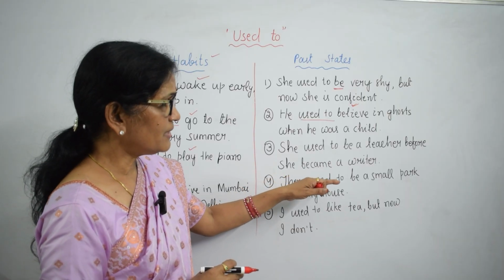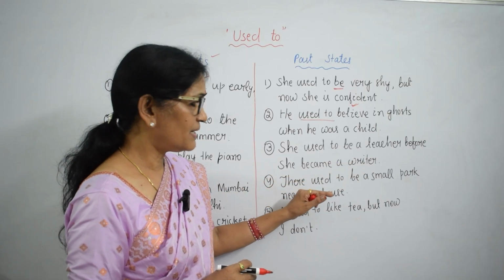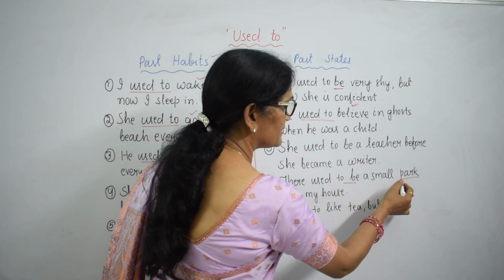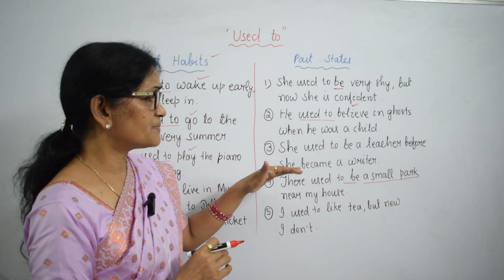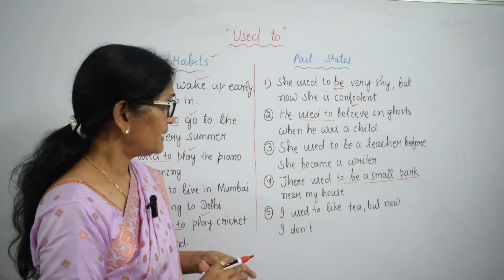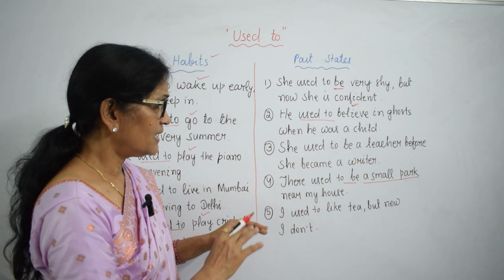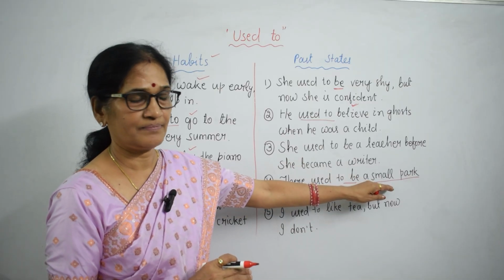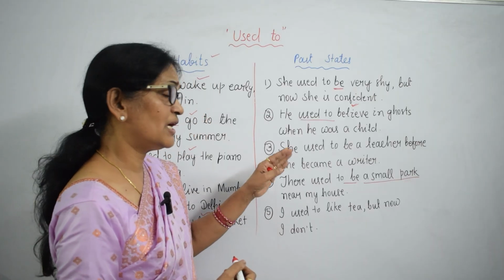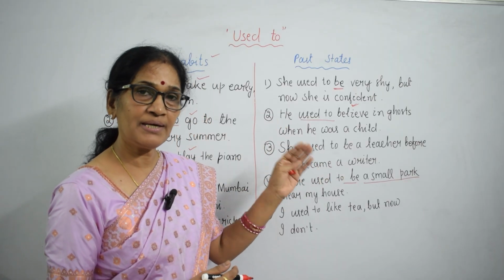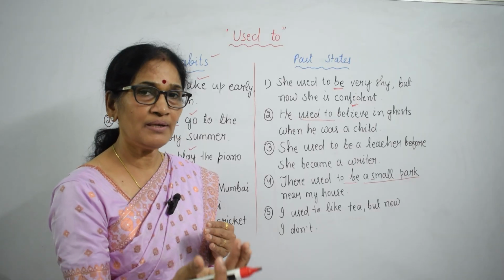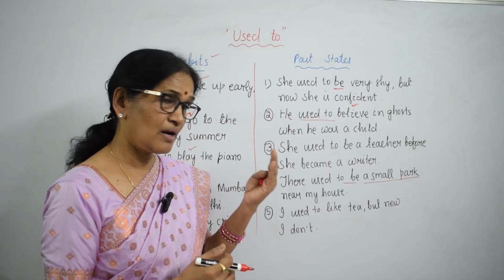There used to be a small park near my house. Used to be a small park. It expresses that something existed in the past. But now there is not any park. Okay? There used to be a small park. That means there was a small park in the past. Now there is not any park. There may be another thing, maybe an apartment.